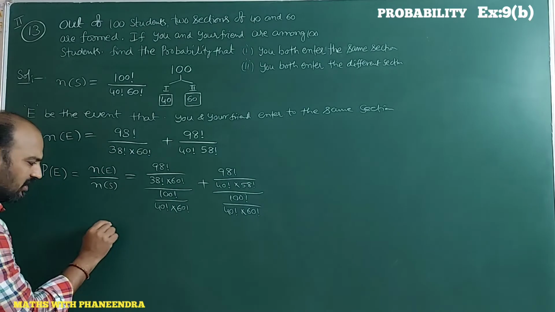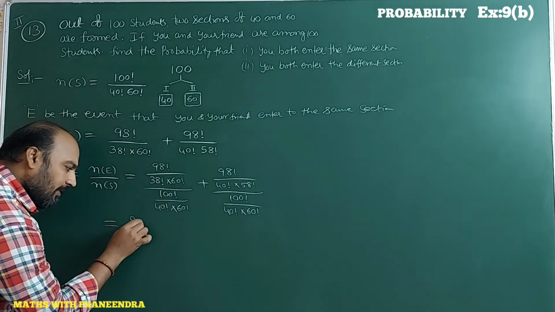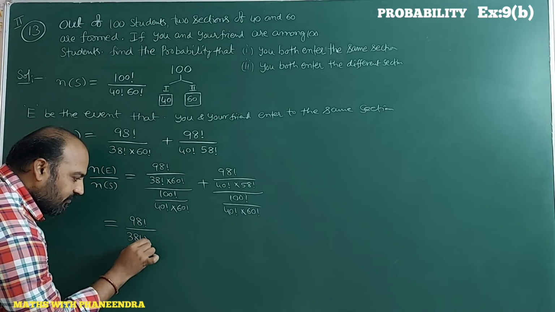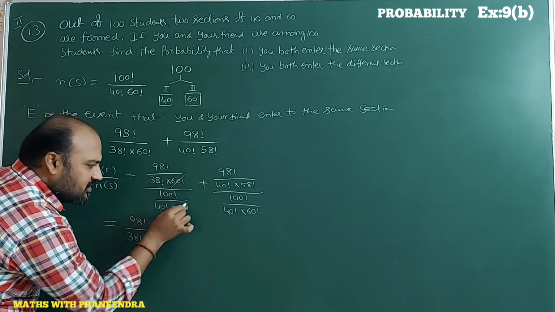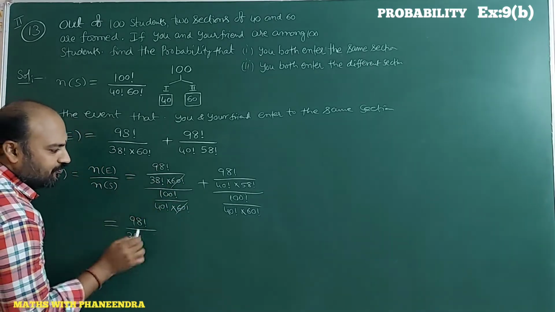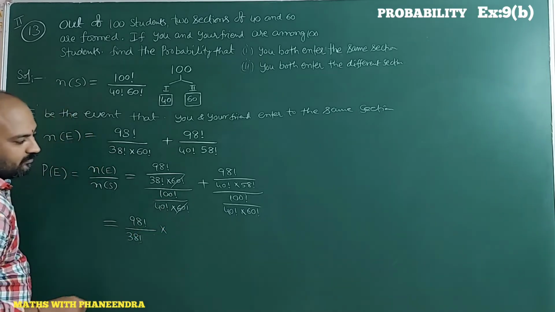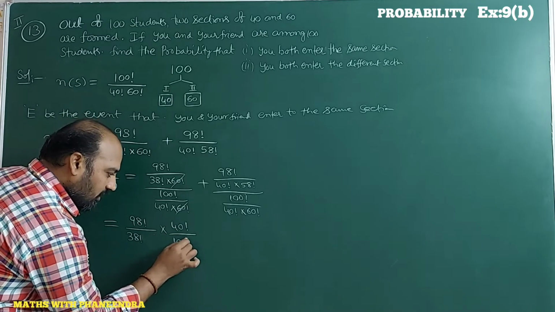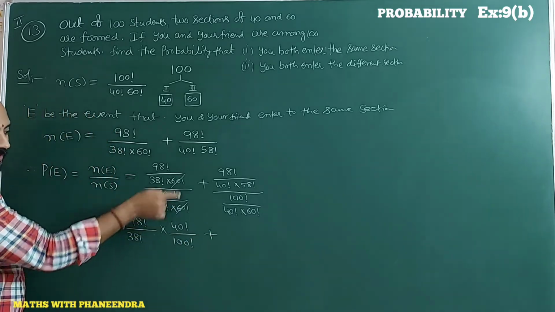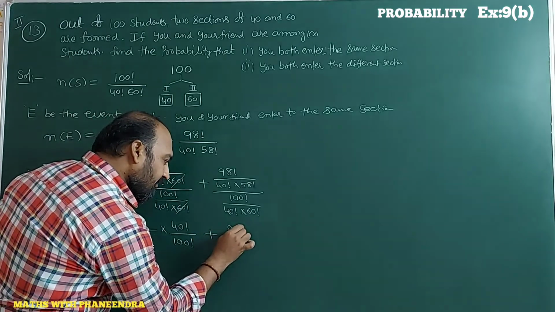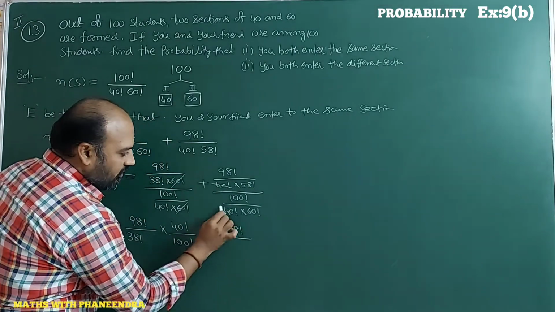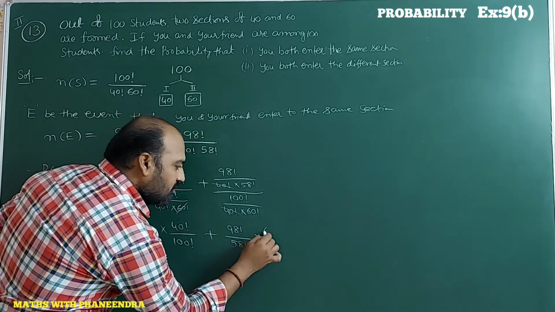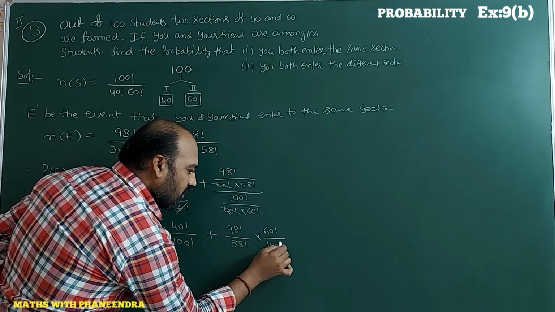So we can simplify one by one. 98 factorial, keep it like this only, by 38 factorial into 60 factorial. The 60 factorial you can cancel. The remaining 40 factorial by 100 factorial plus, this will become numerator now. So here also 98 factorial by 40 factorial, here only you can cancel, 58 factorial into 60 factorial by 100 factorial.